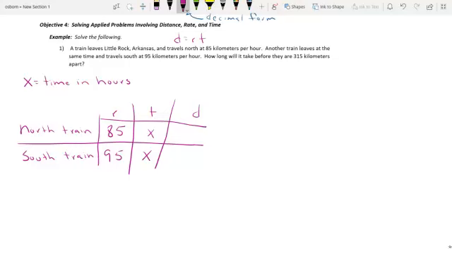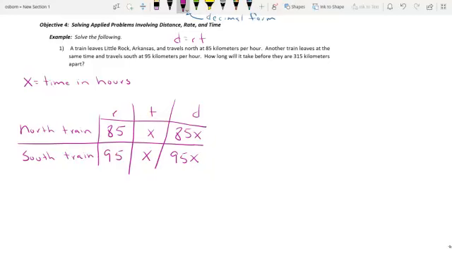Very important here is that your x is given in terms of hours. Because they left at the same time, your time is the same. However, if one had left an hour before, then one of these would be x plus 1. If it was 15 minutes before, then it would be x plus 15 over 60, which you could simplify to 1/4. Now, your distance is equal to rate times time. So for the north train, that's 85x. For the south train, that's 95x.